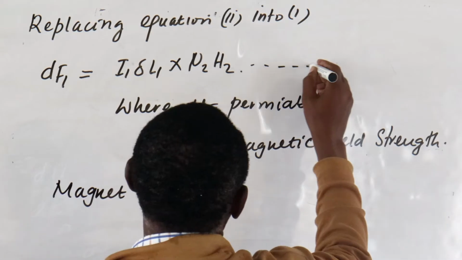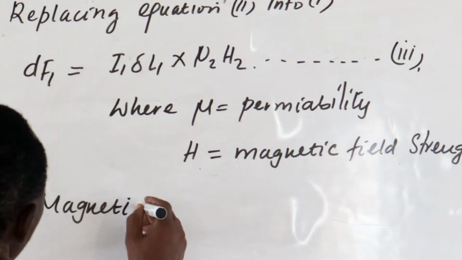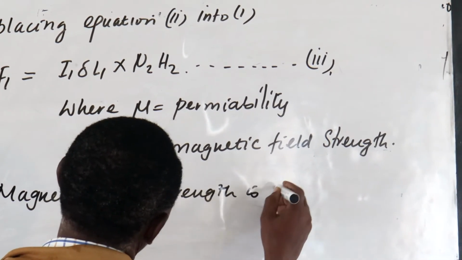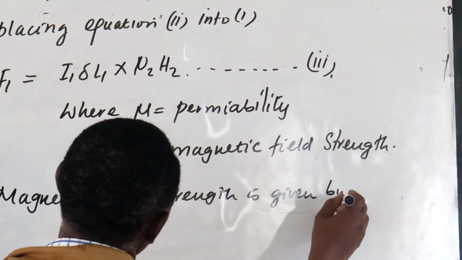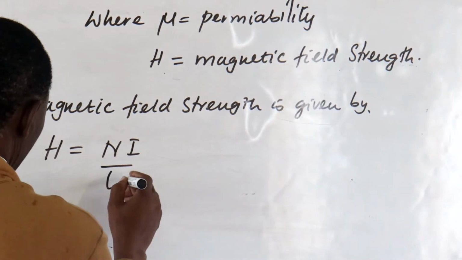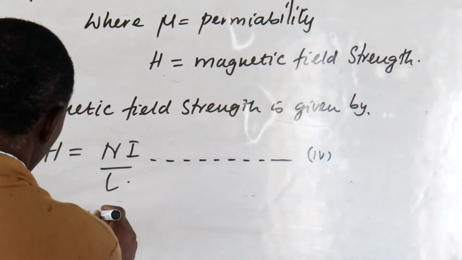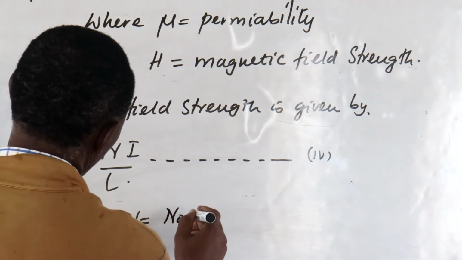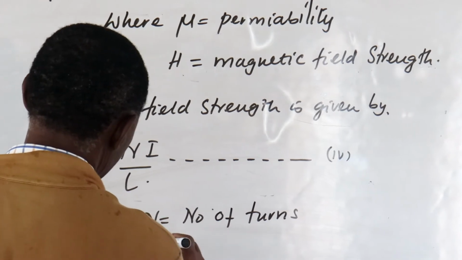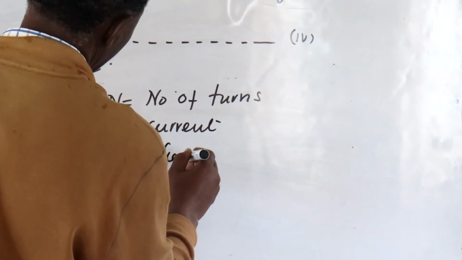Let me call this my third equation. So I can say the magnetic field strength is given by H is equal to N I over L, let me call this my equation 4, where N is the number of turns, I is the current, and L is the length.